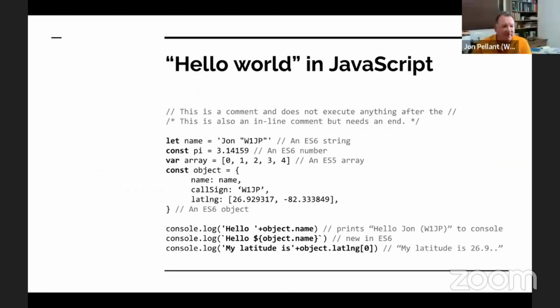Let's look at a little bit of what modern JavaScript looks like. If you're familiar with the old JavaScript, everything was a var, a variable. And so an array would look something like this third line down here.